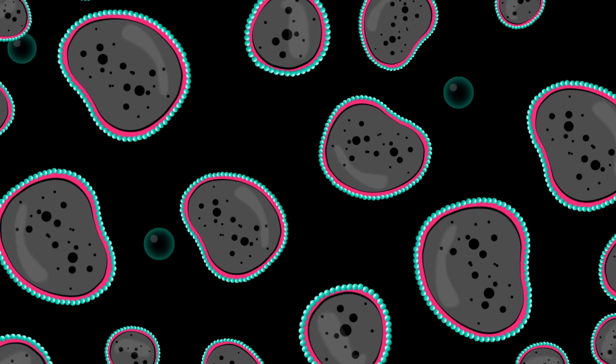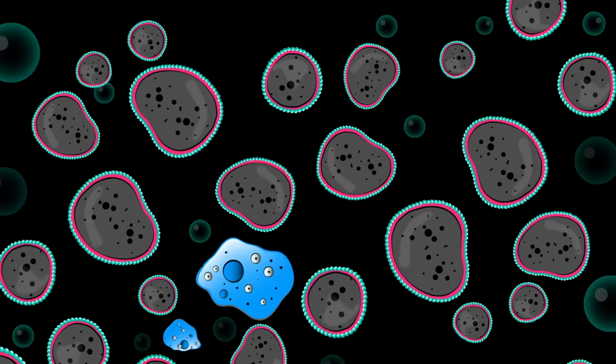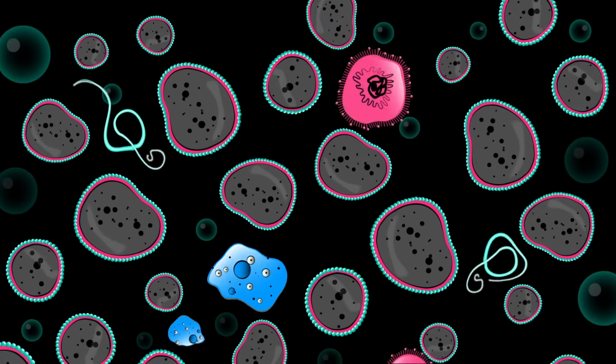Without a cell membrane, there could be no cells, and without cells, there would be no bacteria, no parasites, no fungi, no animals, and no us.